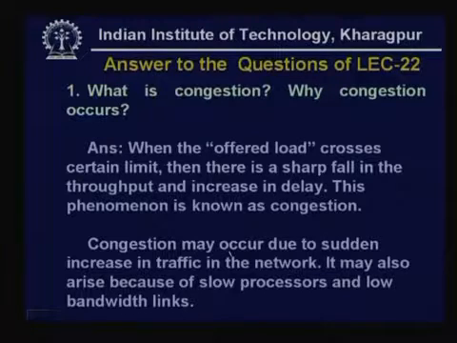Now, it is time to give you the answers to the questions of lecture number 22. First question was, what is congestion? Why congestion occurs? Answer is, when the offered load crosses certain limit, then there is a sharp fall in the throughput and increase in delay. This phenomenon is known as congestion. We have already seen it is because of sudden increase in the load that the congestion arises.